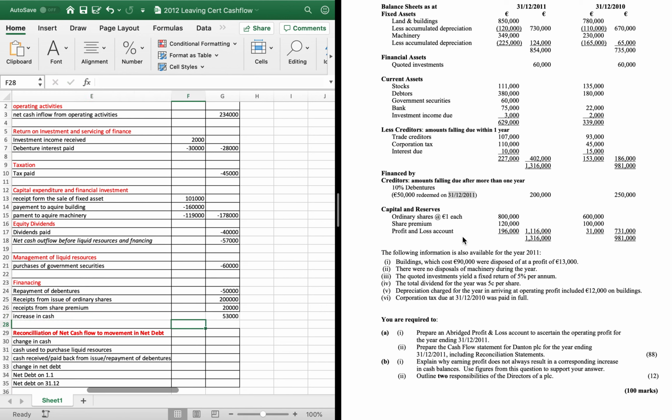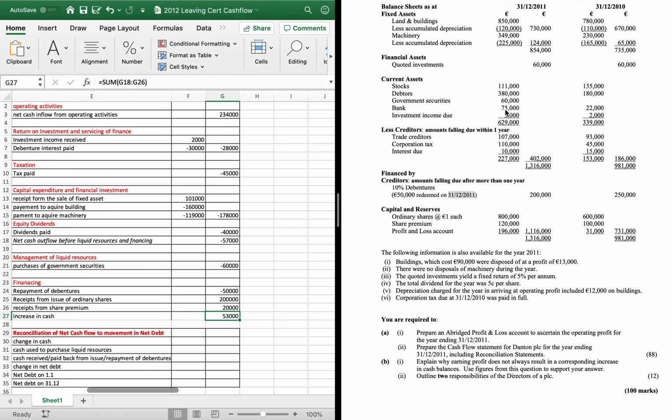And of course you can check that that's right. I hope it's right by looking at our bank and our cash positions. So there is no bank in this. So, sorry, there's no cash in this. There's only bank. So bank has gone from 22 up to 75, which is an increase in 53. So that's our 53 there.